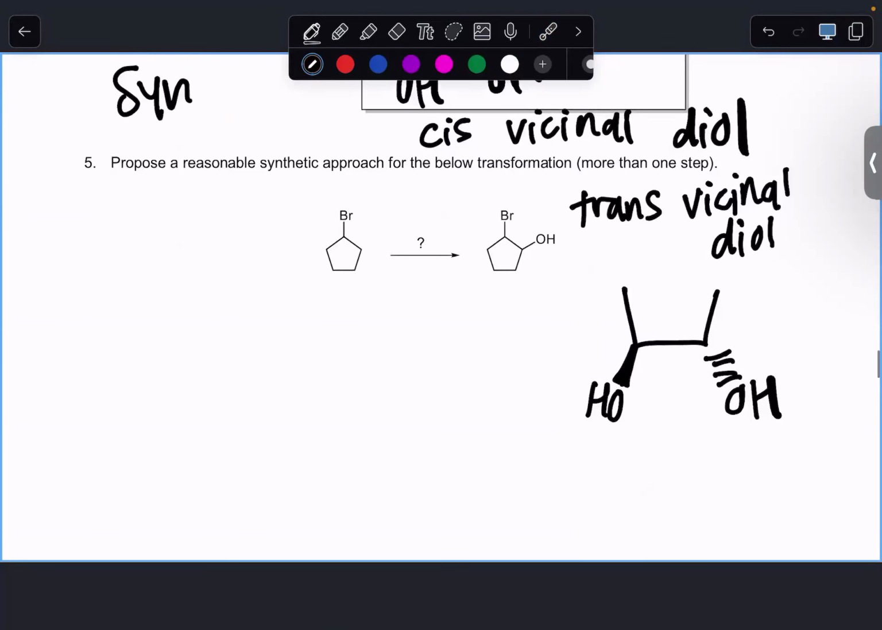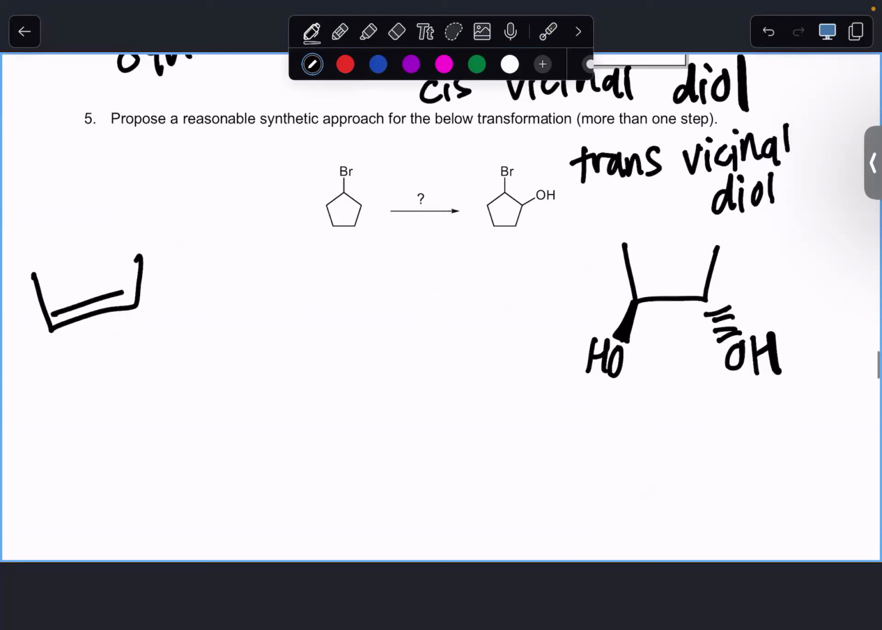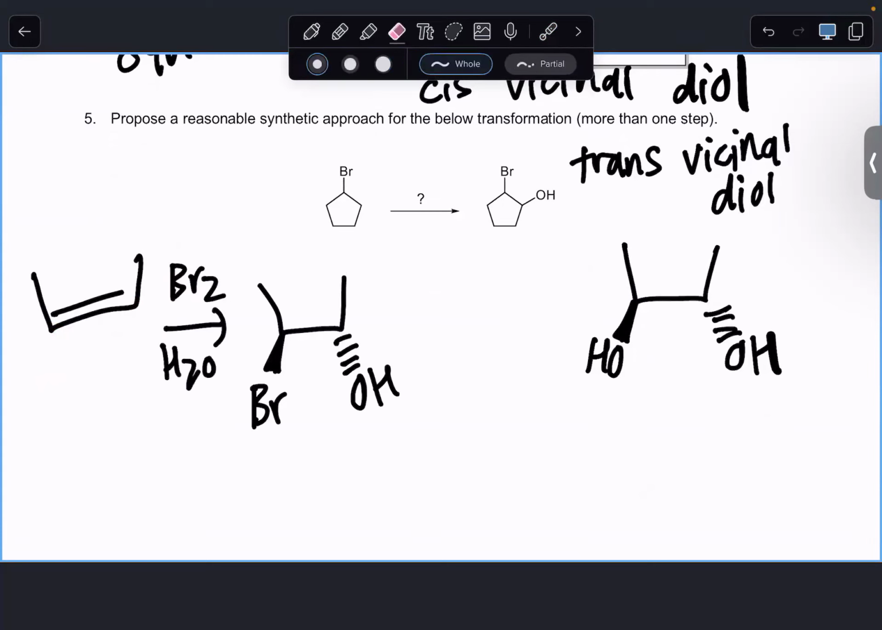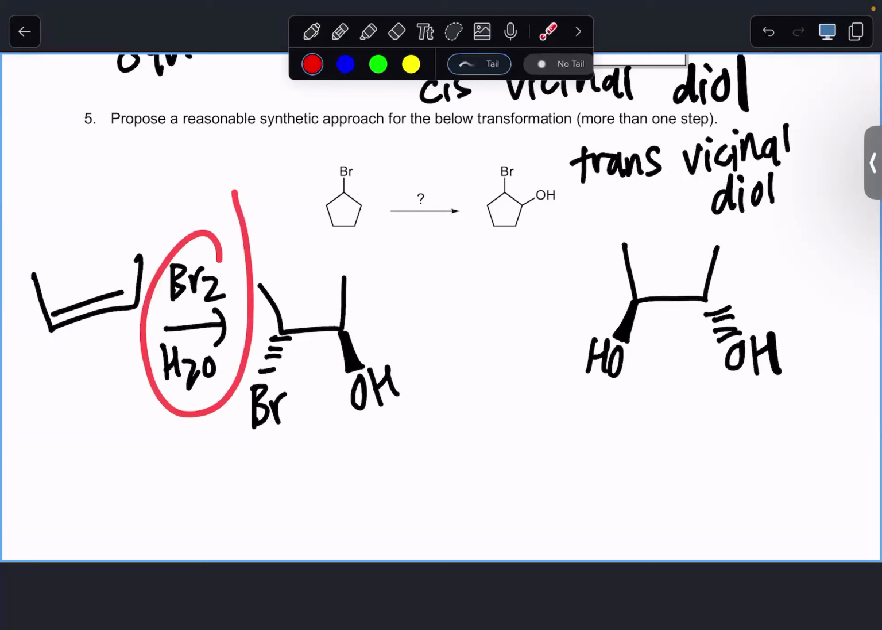What we could do, let's say we start with a double bond right here. What is one reaction you know that can add a good leaving group like bromine and an alcohol on the other carbon? Right. Let's say we wanted this right here. Is it the halogenation and then put water on it? Yeah, halogenation, Br2, H2O. That's right. Which will add bromine on one carbon, alcohol on the other carbon. And this reaction here is anti-addition.